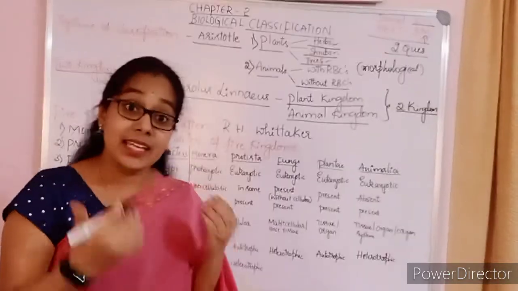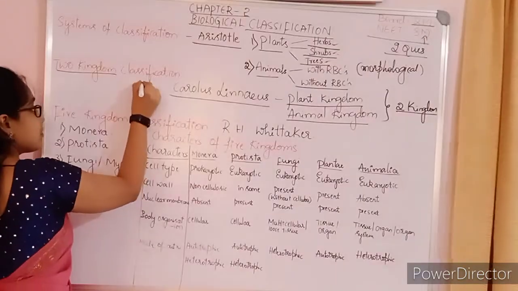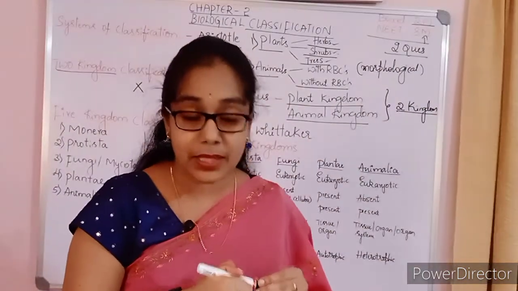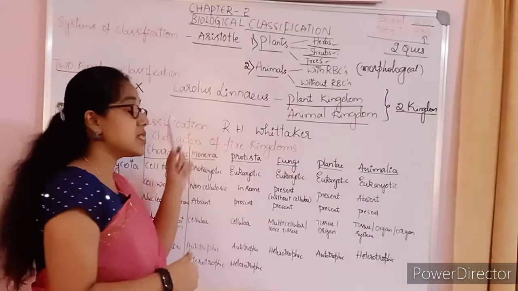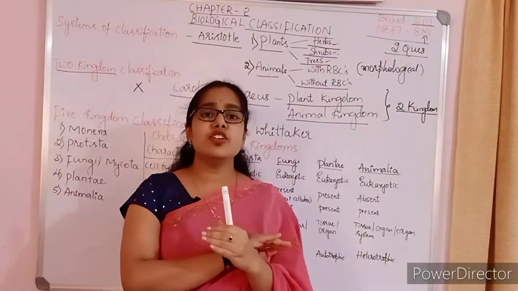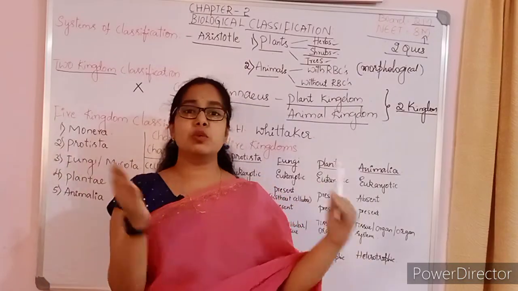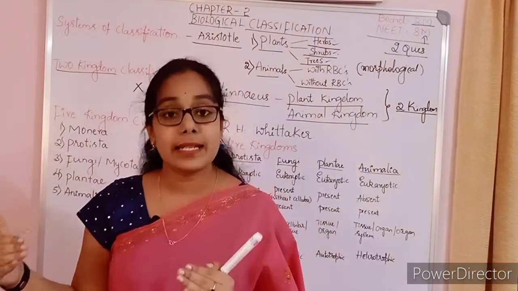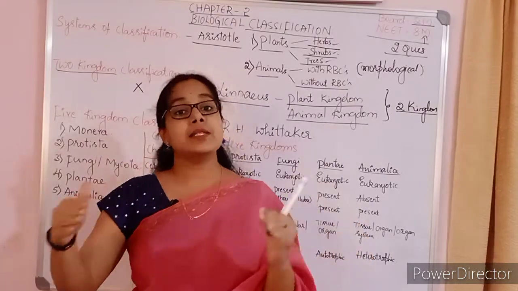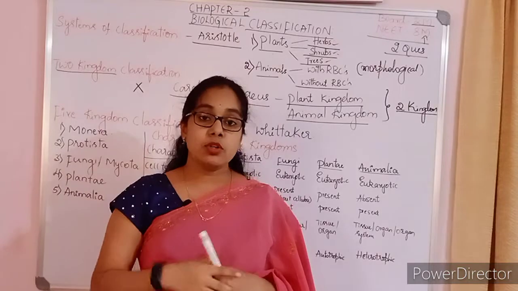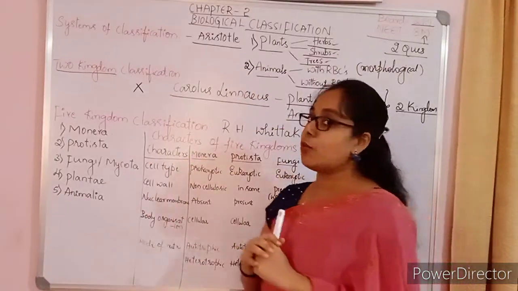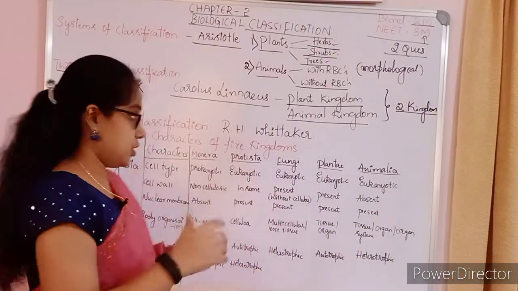But later on, even this system of classification was not accepted. Because in the two kingdom system of classification, Carolus Linnaeus did not differentiate between unicellular organisms and multicellular organisms. He did not differentiate autotrophs as well as heterotrophs. Due to all these reasons, this two kingdom system of classification was not accepted.